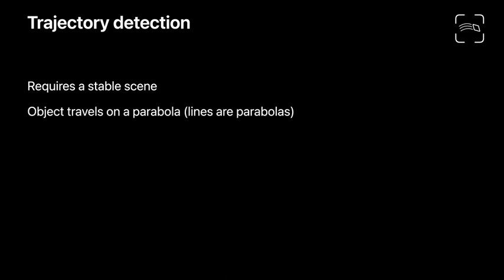Objects have to travel on some kind of a parabola. Now, a straight line is a parabola. That allows us to filter out spurious movements that we might not be interested in. You also need to feed in sample buffers with timestamps, because we're using the timestamps in our analysis.